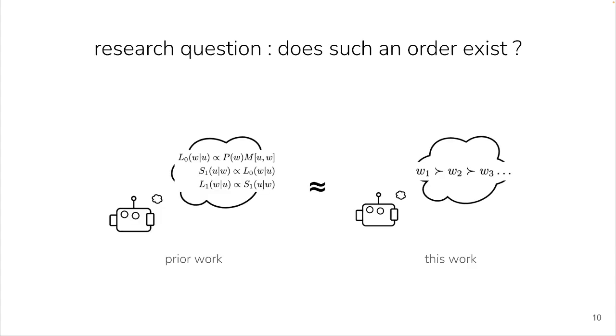The key research question is, does such an order even exist? Can you represent the complexity of the recursive Bayesian equation using a simple ranking of all the programs?